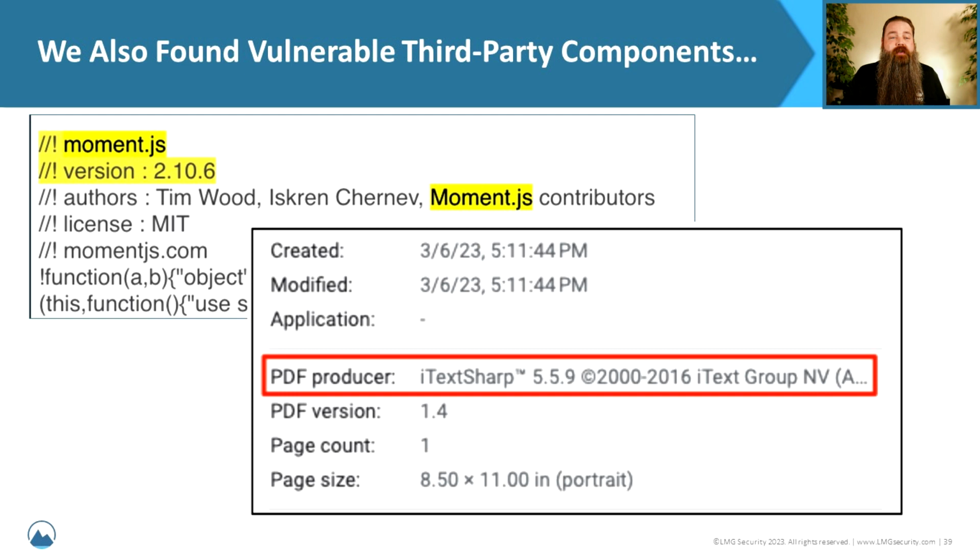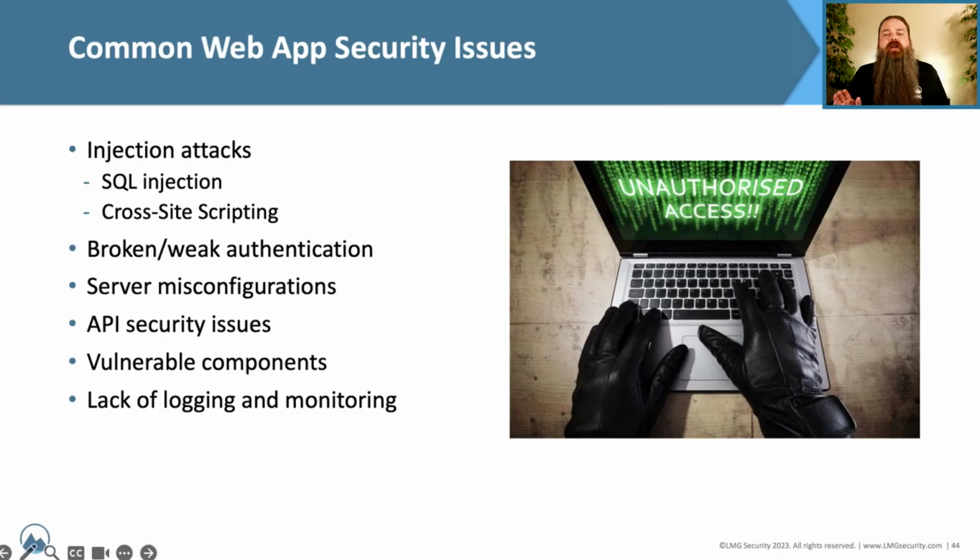In this case, we saw vulnerable instances of the moment.js library. We saw a PDF producer that was ripe for exploitation, and a lot more. This is just a couple of the ones that we found. So, common web app security issues: these are the ones that we see the most frequently when we're doing these web app security assessments. The first thing we see are what are referred to as injection attacks.